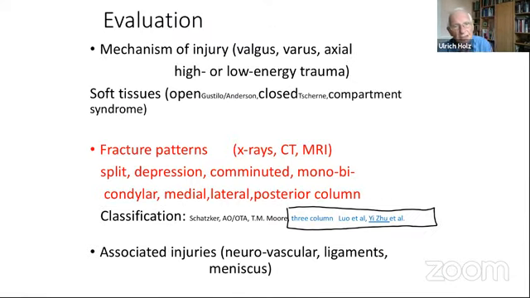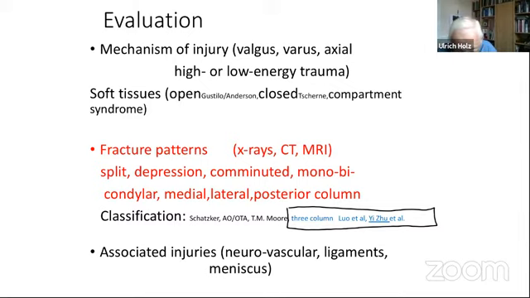The evaluation starts with information about the injury: valgus, varus, axial, high or low energy. Then most important are the soft tissues, open or closed, and a compartment syndrome, which often accompanies bicondylar tibial condylar fractures. The pattern of the injury is nowadays routinely determined by X-rays and a CT. Sometimes an MRI is done in addition.